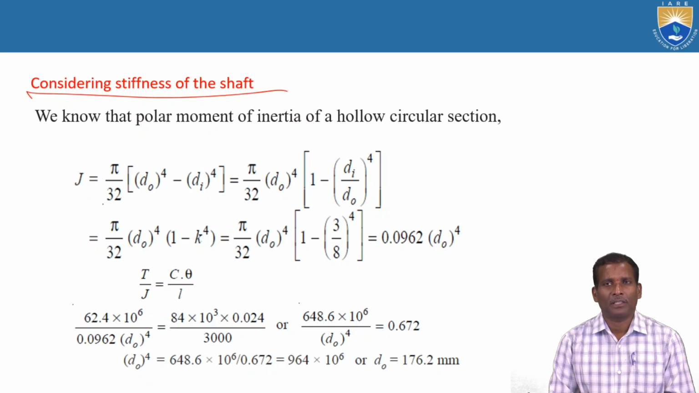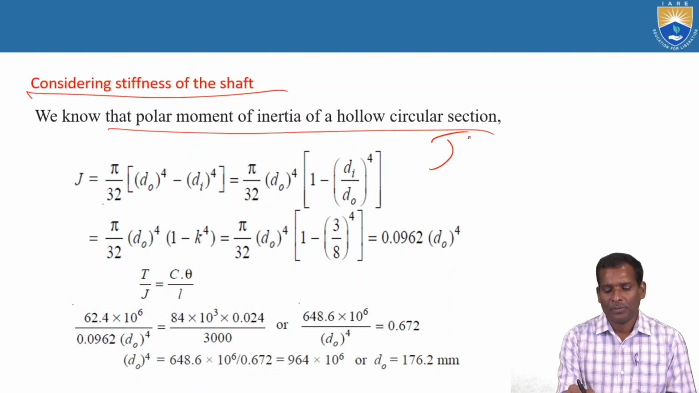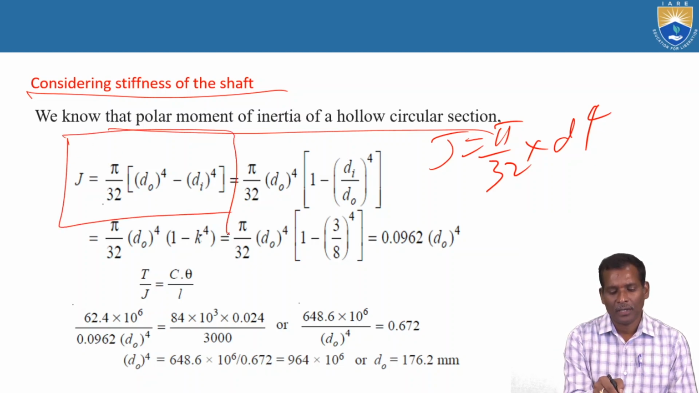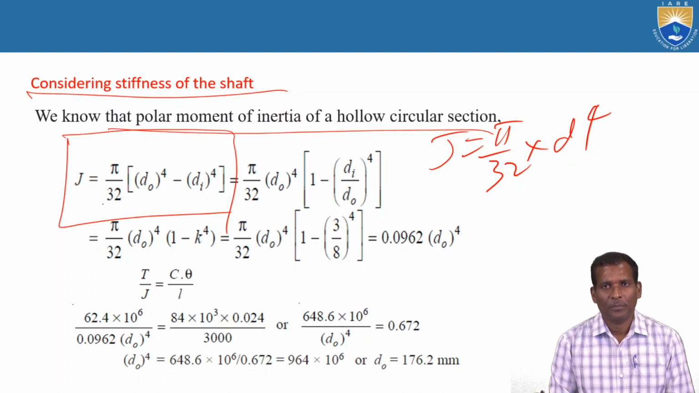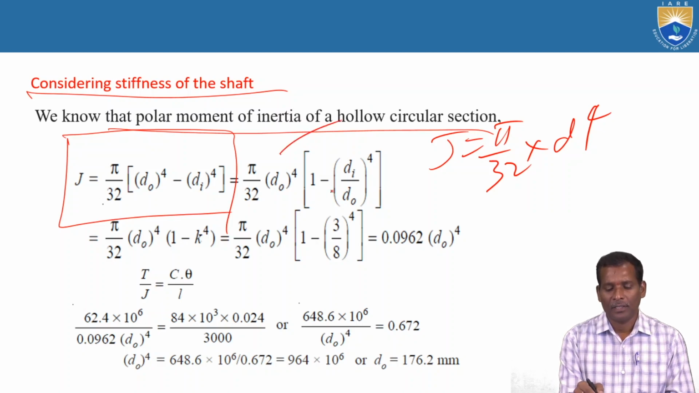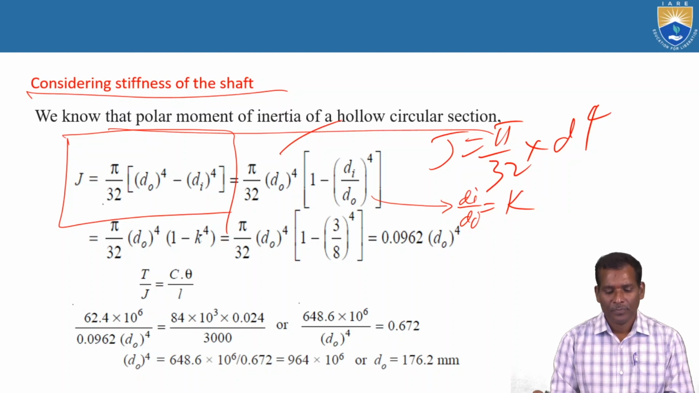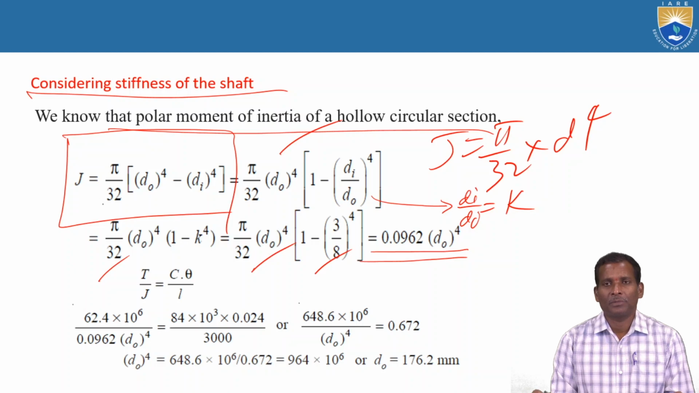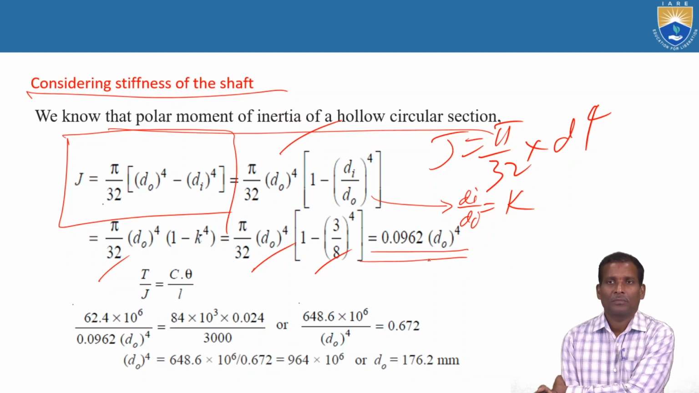Now we are considering the stiffness of the shaft. Again, calculate the polar moment of inertia of a hollow circular cross section. For a solid shaft, you know it is pi by 32 into d to the power 4. But in the case of a hollow shaft, J, the polar moment of inertia, is pi by 32 into d naught to the power 4 minus di to the power 4. Take d naught to the 4 common and write 1 minus di by d naught to the 4. Now write di by d naught equal to k, for easy simplification, where k is the ratio of inner diameter to outer diameter. Substituting the given value of 3 by 8, with d naught unknown, pi by 32 into d naught to the 4 into 1 minus k to the 4 gives the polar moment of inertia in terms of d naught as 0.0962 d naught to the power of 4.